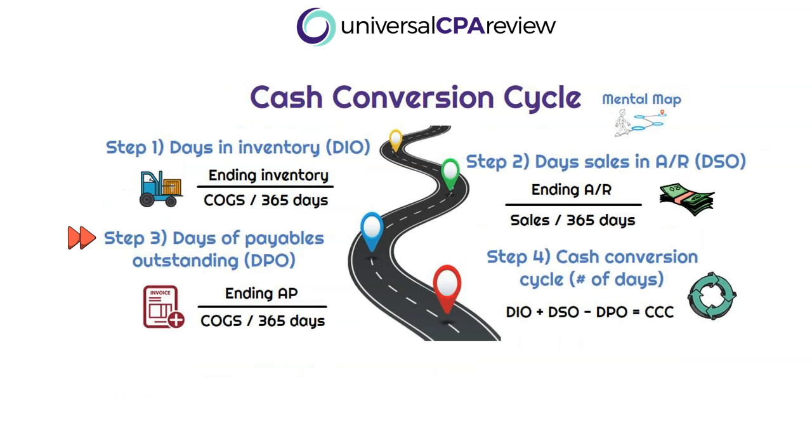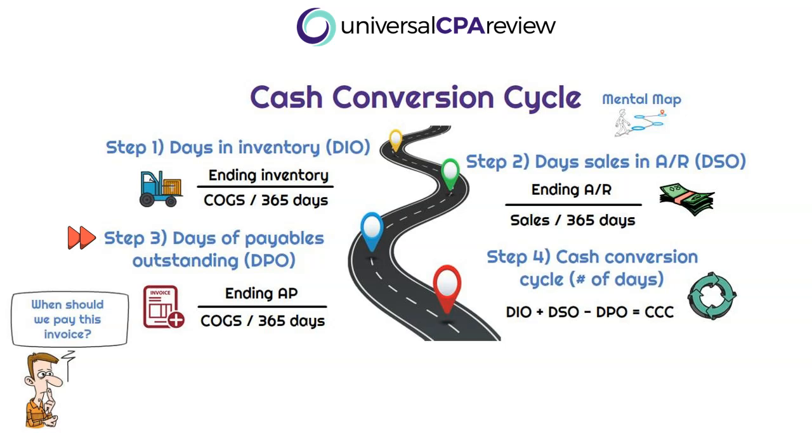Moving on to step 3 of our mental map. This is days payables outstanding, right? And the company has more control over this. They determine when they actually want to make payment on their payables, which is recorded in accounts payable. So our formula was ending accounts payable on the numerator, and then on the denominator, we're back to daily cost of goods sold, which is cost of goods sold divided by 365 days.